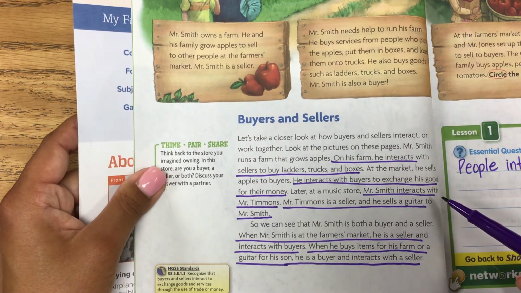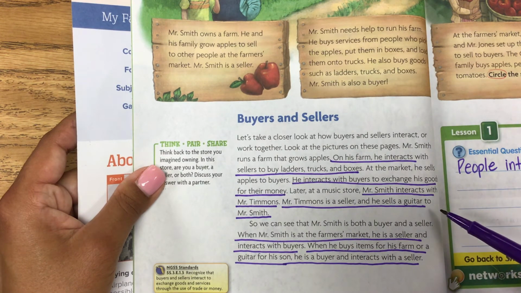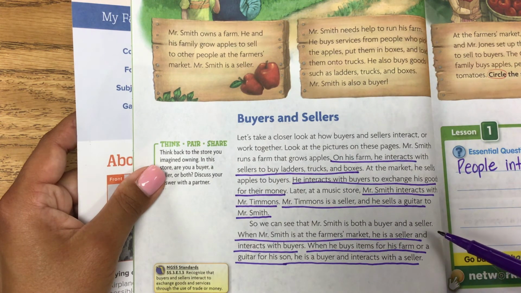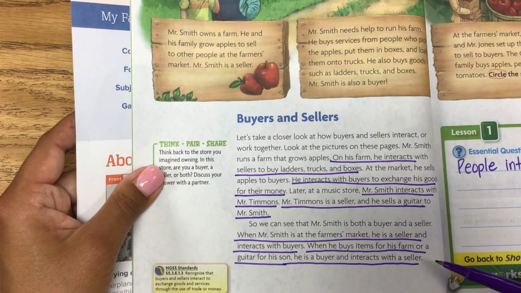Later, at a music store, Mr. Smith interacts with Mr. Timmons. Mr. Timmons is a seller, and he sells a guitar to Mr. Smith. So we can see that Mr. Smith is both a buyer and a seller. When Mr. Smith is at the farmer's market, he is a seller and interacts with buyers. When he buys items for his farm or a guitar for his son, he is a buyer and interacts with a seller.